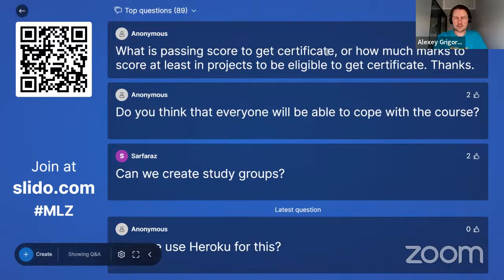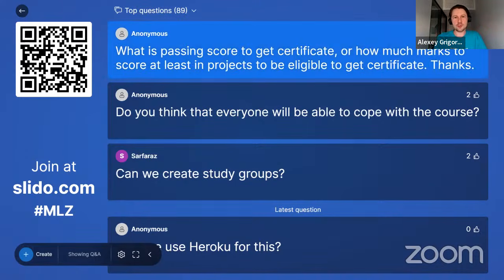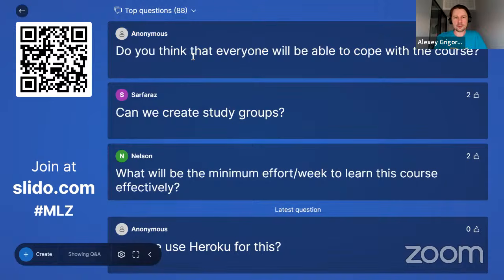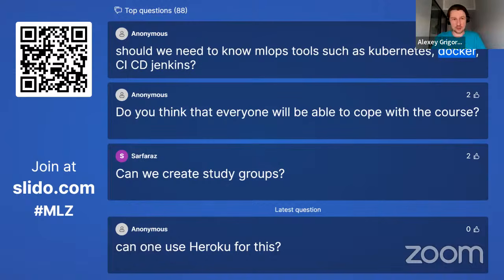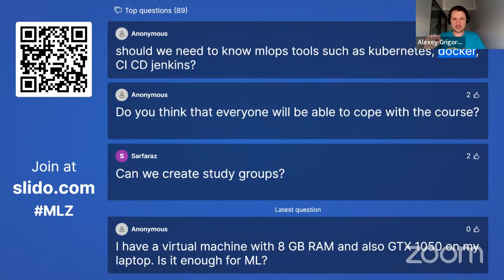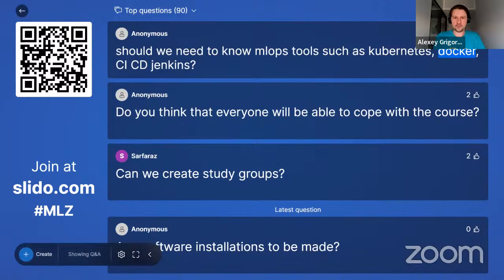What is the passing score to get a certificate? Don't worry. If you put effort into the project, you will pass. So do you think that everyone will be able to cope with the course? I think I answered that. Should we know MLOps? Well, I wouldn't consider Docker as an MLOps tool. You do not need Docker to start the course, but you need to be able to install Docker. If you don't know how to do this, check the 1.6 video, or it's actually a unit, on how to do this in a cloud machine.